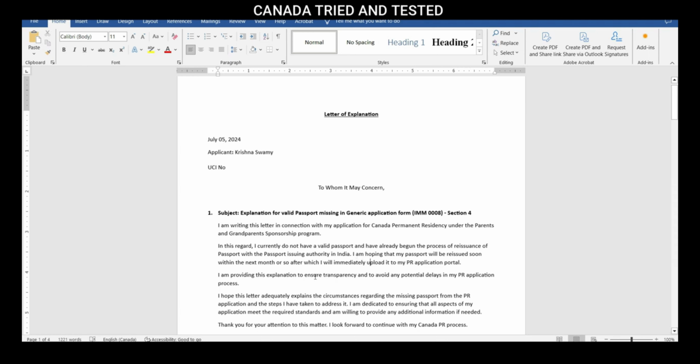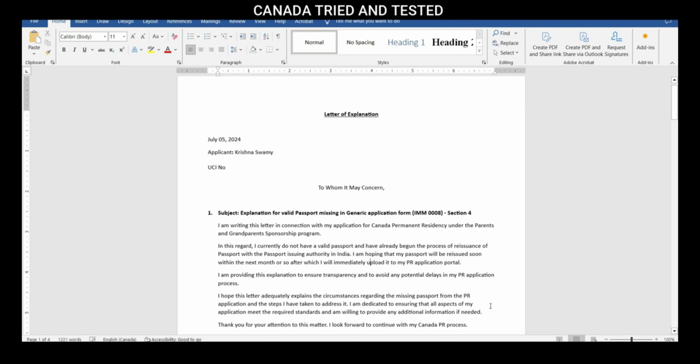I'm providing this explanation to ensure transparency and to avoid any potential delay in my PR application process. I hope this letter adequately explains the circumstances regarding the missing passport from the PR application and the steps I have taken to address it. I am dedicated to ensuring that all aspects of my application meet the required standard, and I am willing to provide any additional information if needed. Thank you for your attention to this matter. I look forward to continuing with my Canada PR process.